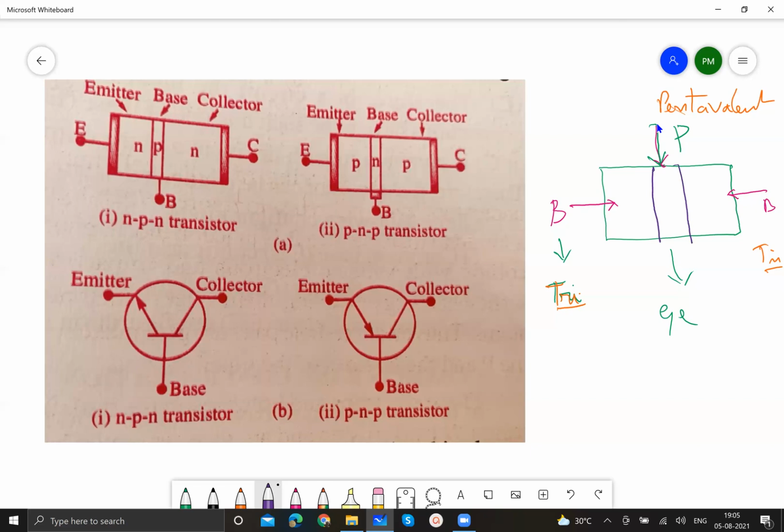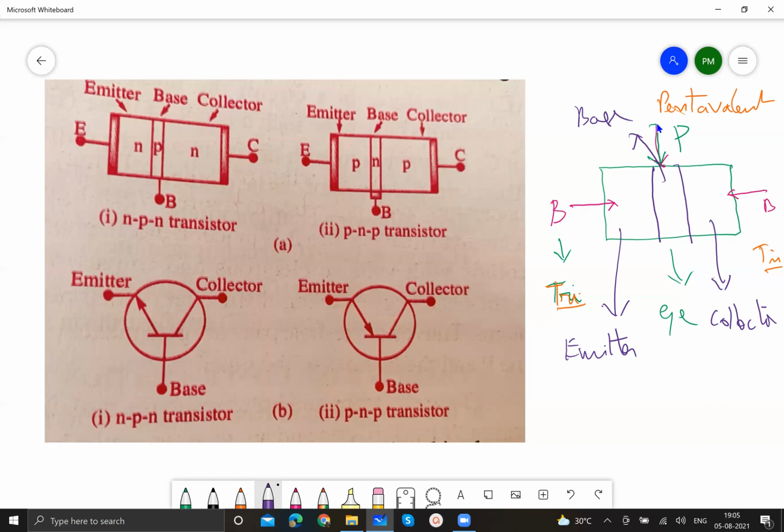this region towards the left, we call it the emitter, and the region towards the right, we call it the collector, and the middle one is called the base. So these are the three regions formed.